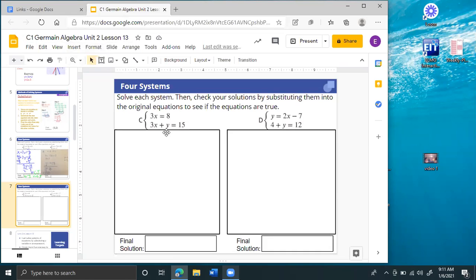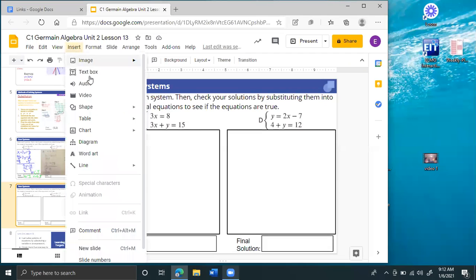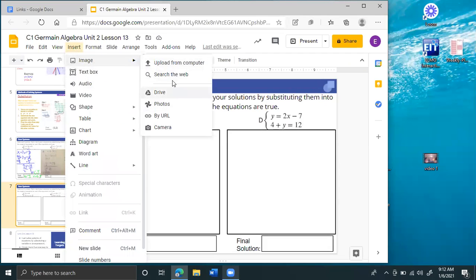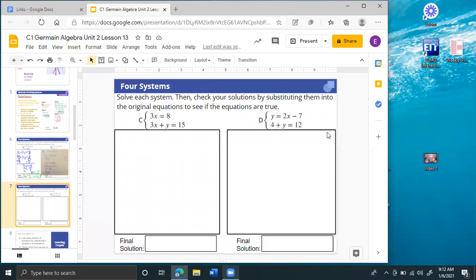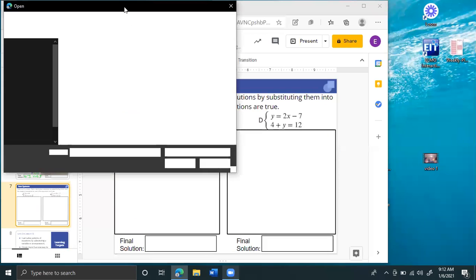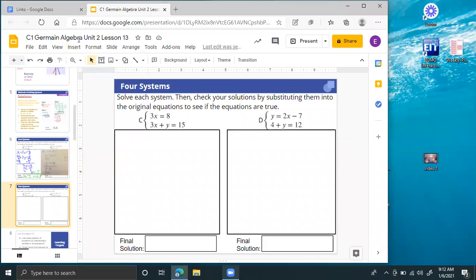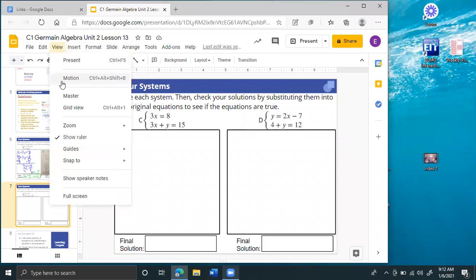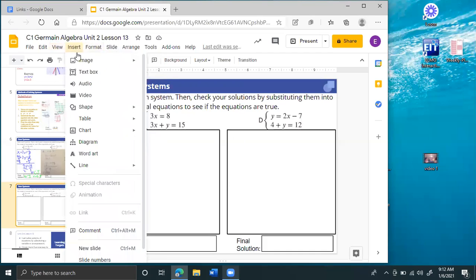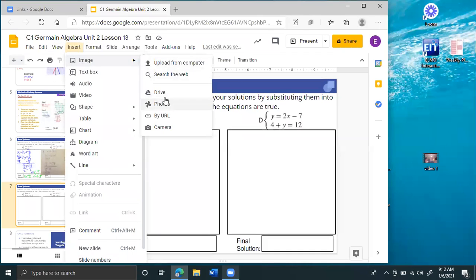If we look at this one here, we have one that's almost isolated. We have this 3x. And to isolate it, you could have divided each side by 3 to get that x isolated, and we would be left with x is equal to 8/3.